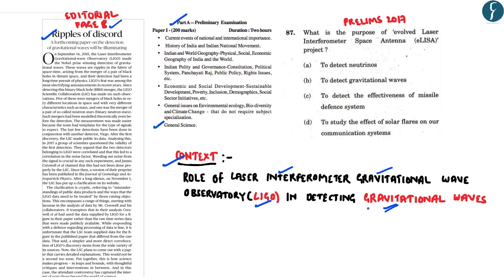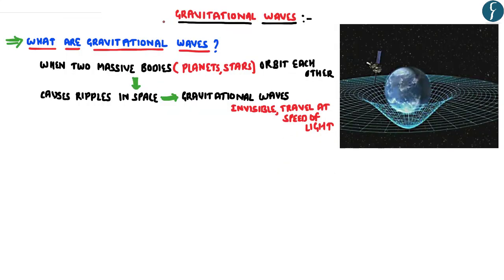So as part of this video analysis, let us first understand certain basic details related to gravitational waves and their detection. Now coming to the basic understanding of gravitational waves, the gravitational waves are produced when two massive bodies such as planets or stars orbit each other. Such a movement of the massive bodies causes ripples in the space. Now these particular ripples in the space are like the ripples in a pond when a stone is tossed in, and these ripples are in turn known as the gravitational waves, and these gravitational waves are invisible and they travel at the speed of light.